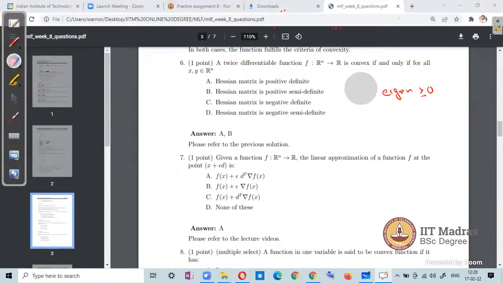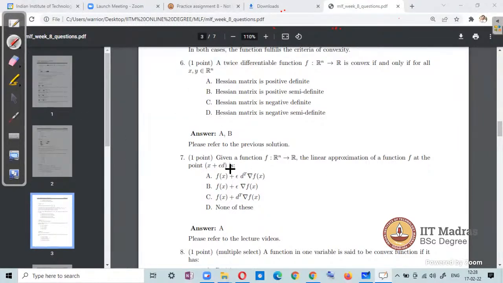Last time a big discussion happened on this point: if a matrix is positive definite, then whether it will be positive semi-definite or not. If you check on Google, many different sites write different things. At many places, I saw them writing that if it's positive definite, then it's not positive semi-definite.